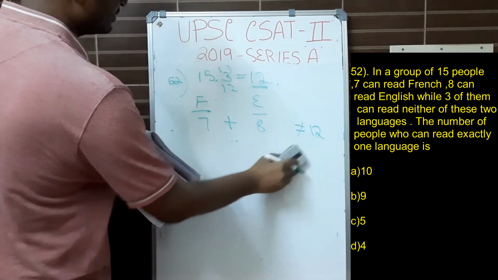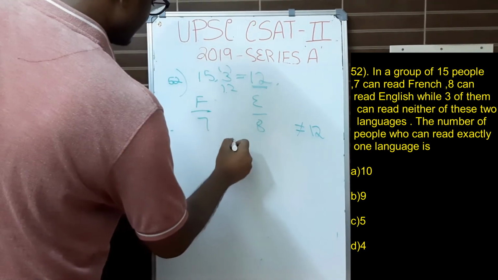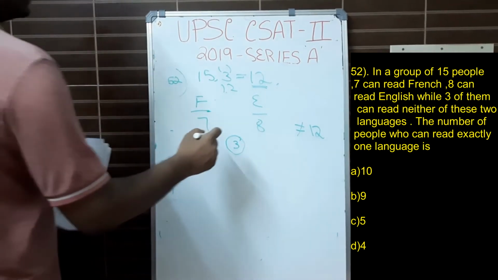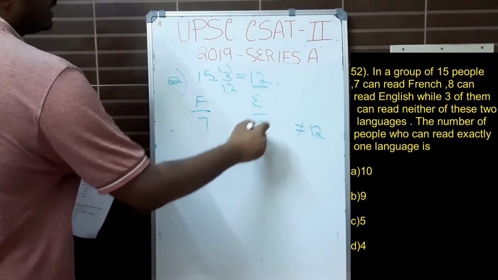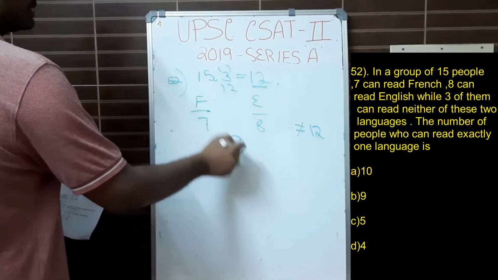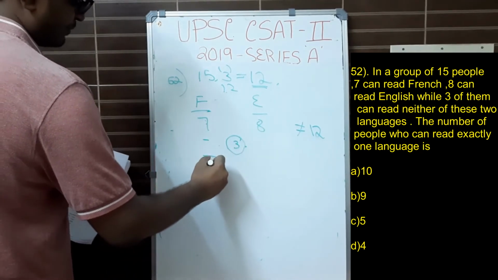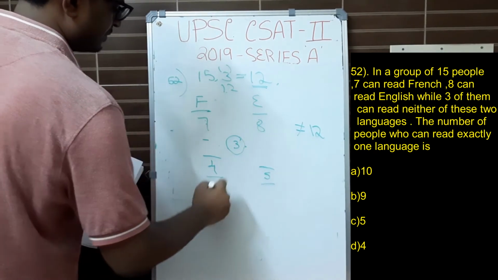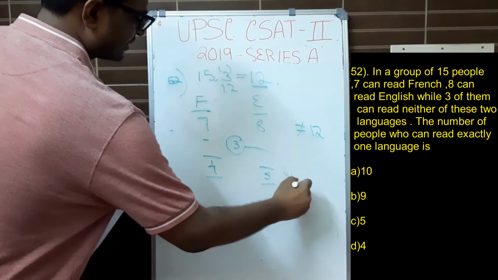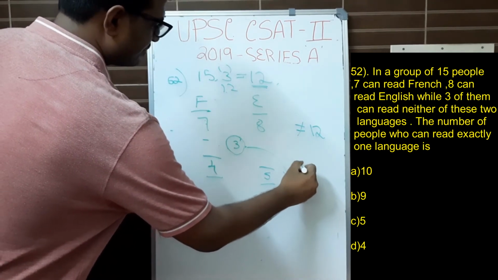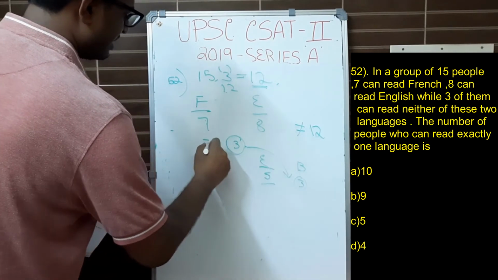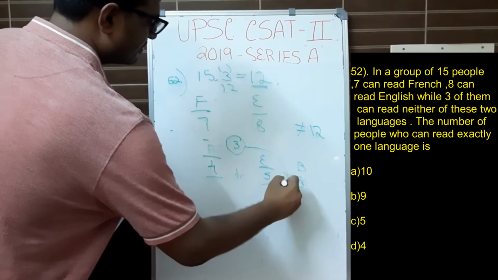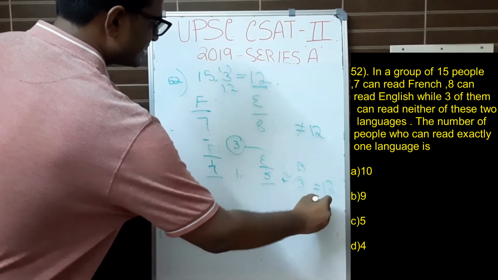So this 3 is a common thing. Okay, so this 3 will come here, it's common thing, and this 3 is included both in 7 and 8 as well. So what is not included is 4. 8 minus 3 is 5. Okay, and the same 3, if I bring it over here, people who can read both the languages, English alone and French alone, then we will get the total as 12. That is what we wanted. 4 plus 5 plus 3, we will get it as 12.